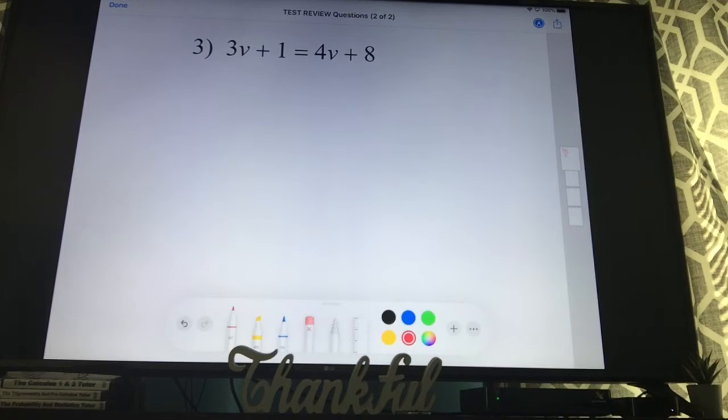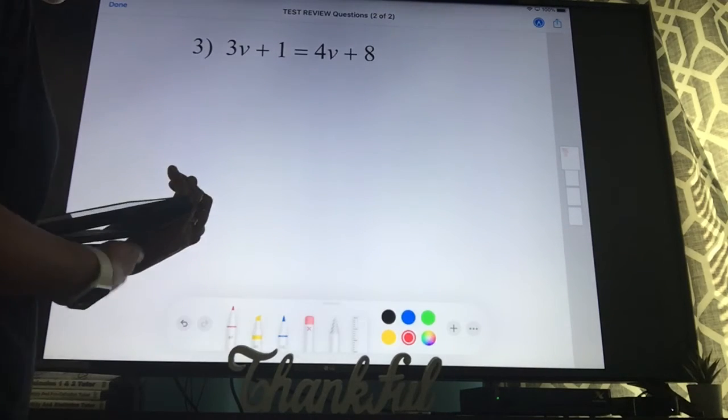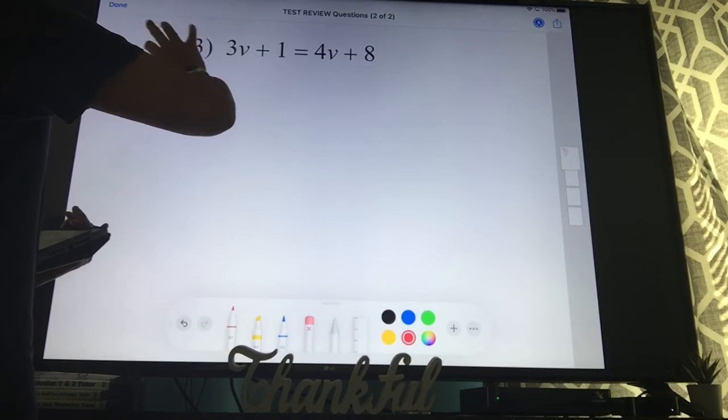Okay, the next one, same thing. We're going to get all of our letters to the left. Letters go left, and all the numbers to the right. So, start looking at it. Okay, is this a letter or a number? It's a letter, so it's going to stay there.